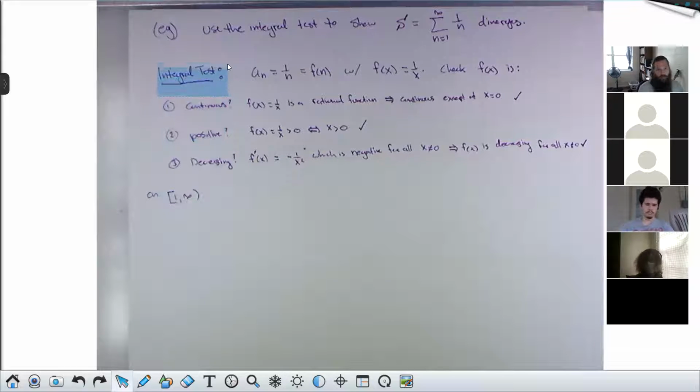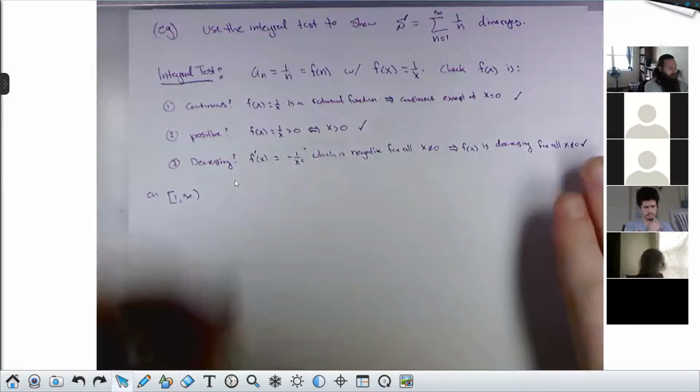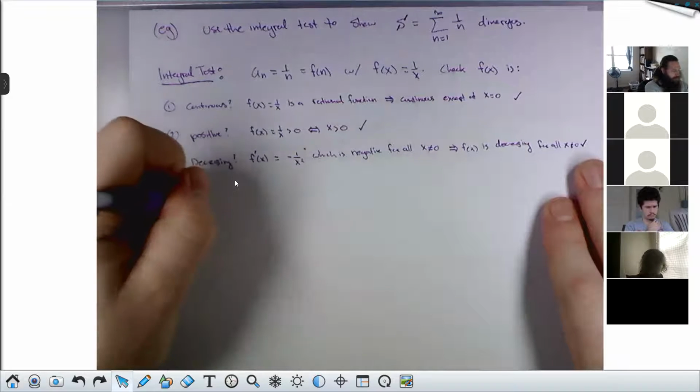We always check this first when we use the integral test. If any one of these things isn't true, then you stop and you say, the integral test isn't going to work. Now we compute the integral.